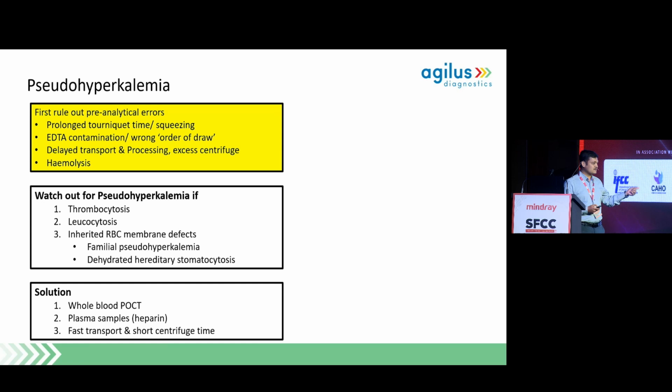Or you can use plasma heparin samples, lithium heparin specific. It may help, which will have shorter centrifuge time. You bring it immediately, centrifuge only for 3 to 5 minutes, and report it on plasma, noting the difference from serum. There is a difference in reference range for serum and plasma. Just put a note on that, and you can still do this if you have a POCT facility.